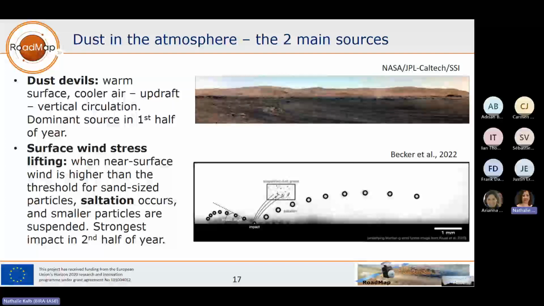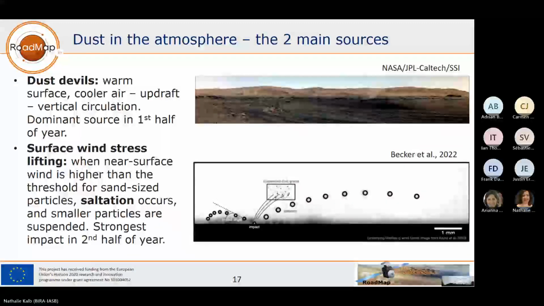Just showing the idea of saltation, and up here we've got dust devils buzzing around. So dust devils occur when you have a warm surface and cooler air, you create an updraft and some circulation, and you get dust devils. It's supposed to loop. I'll go back. Oh, it's not playing at all. Oh, bummer.